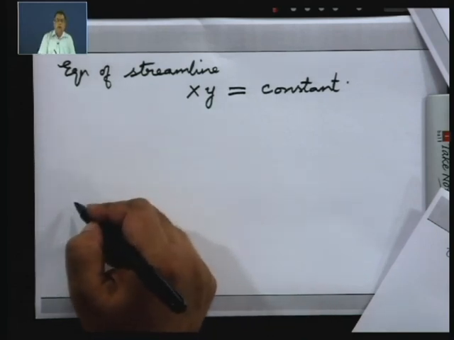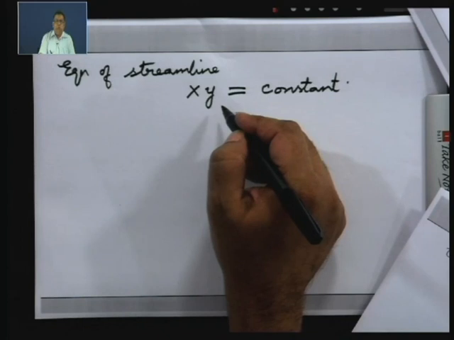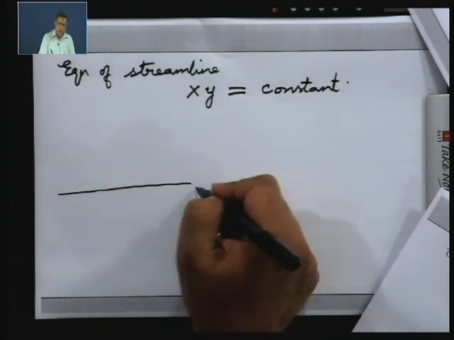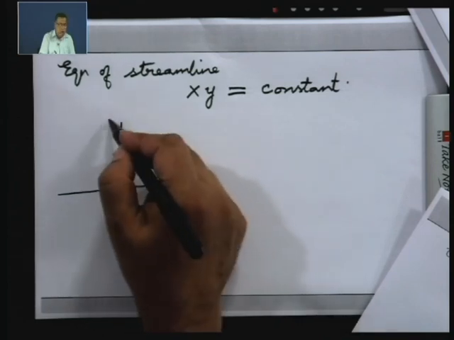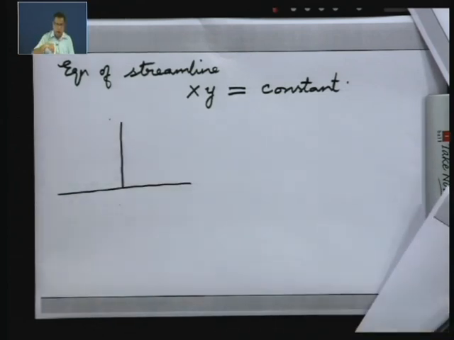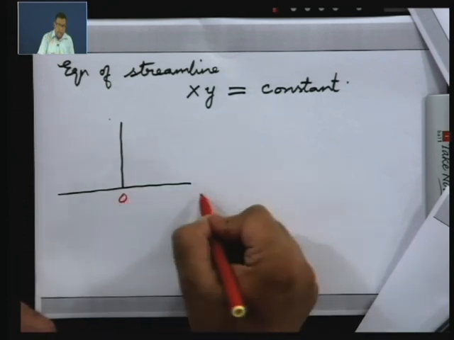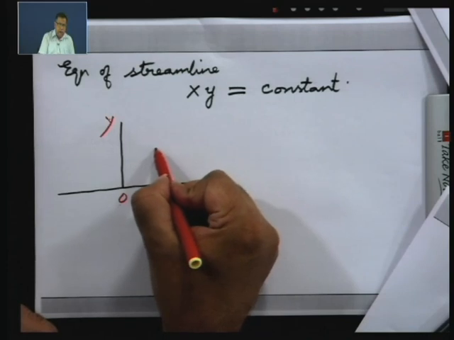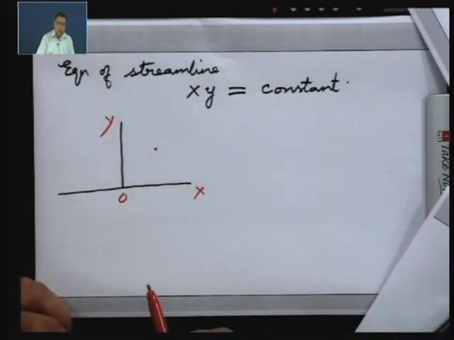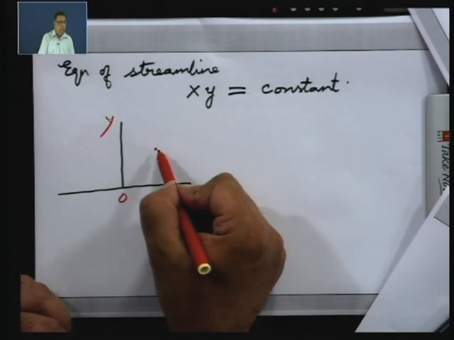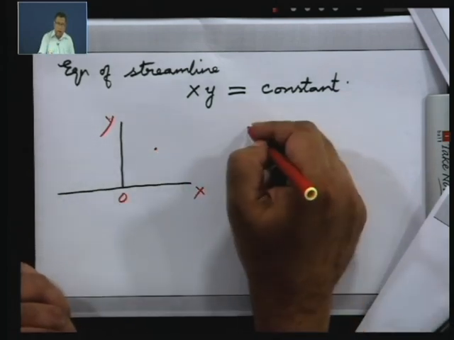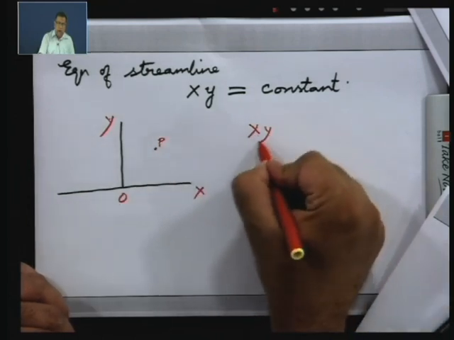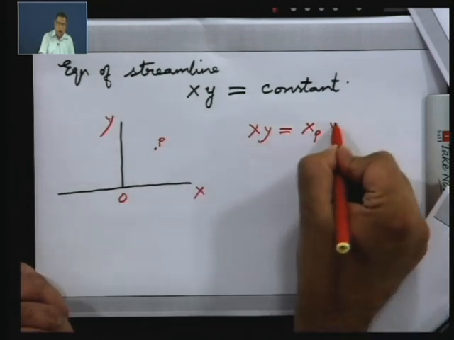Now, let us say I want the equation of the streamline through a particular point. So, I will draw the coordinate system here. This is the origin, this is x and this is y. Now, let us say I take a point here. What is the equation of the streamline through this point? Well, if I say this is a point P, then x y will be equal to x p into y p.